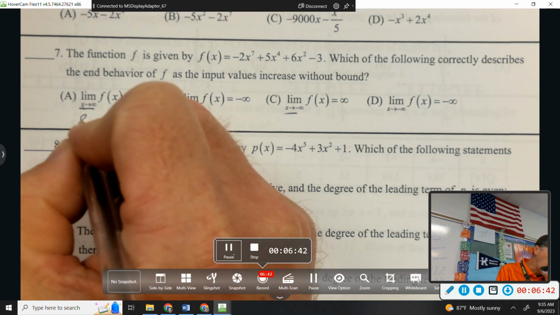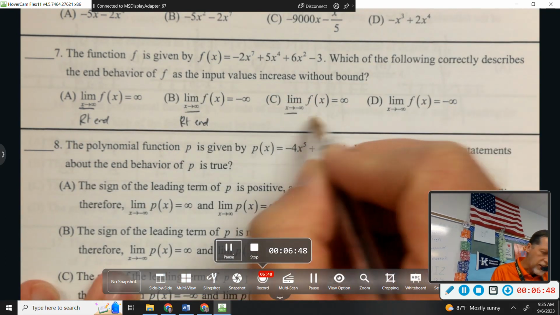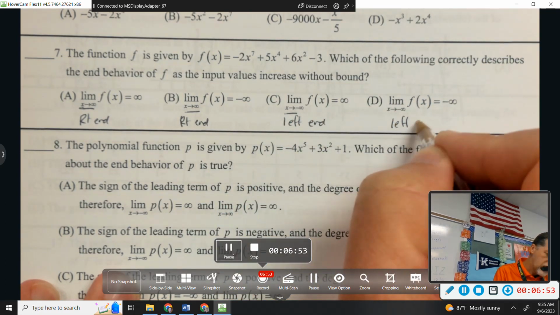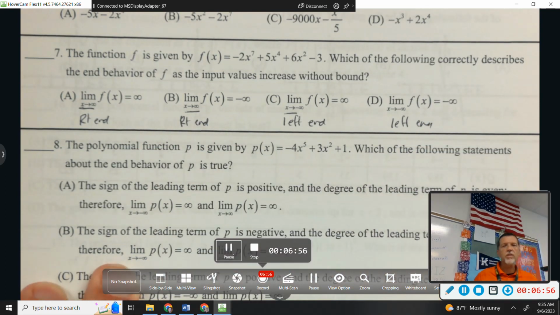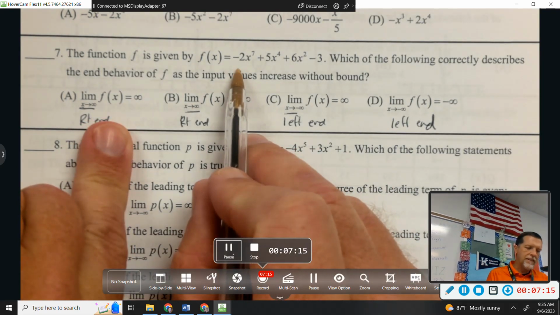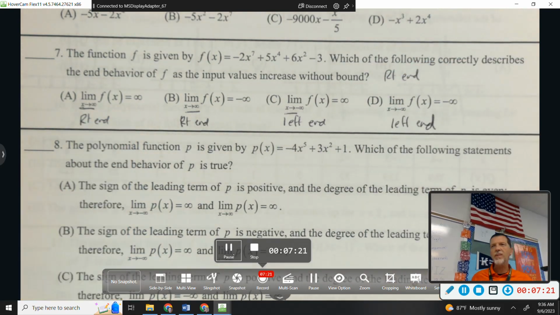So the first two are right end. And the next two are left end. Right? X goes to positive infinity, x goes to negative infinity. Okay, on the right end, I'm trying to think why I'm not going to get two answers to this. We'll see. So as x goes to infinity, what's the right end doing? Is the right end going to be up or down?